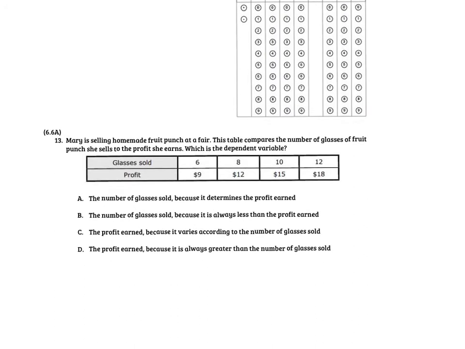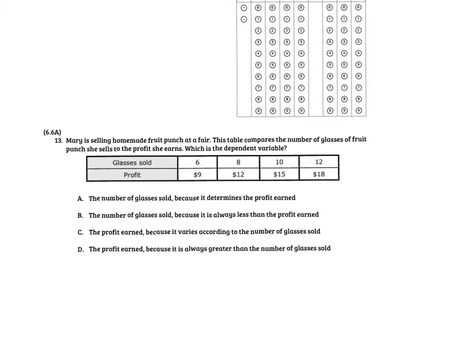Number 13. Mary is selling homemade fruit punch at a fair. This table compares the number of glasses of fruit punch she sells to the profit she earns. What is the dependent variable? Glasses sold: 6, 8, 10, 12. Profit: 9, 12, 15, 18, all in dollars.